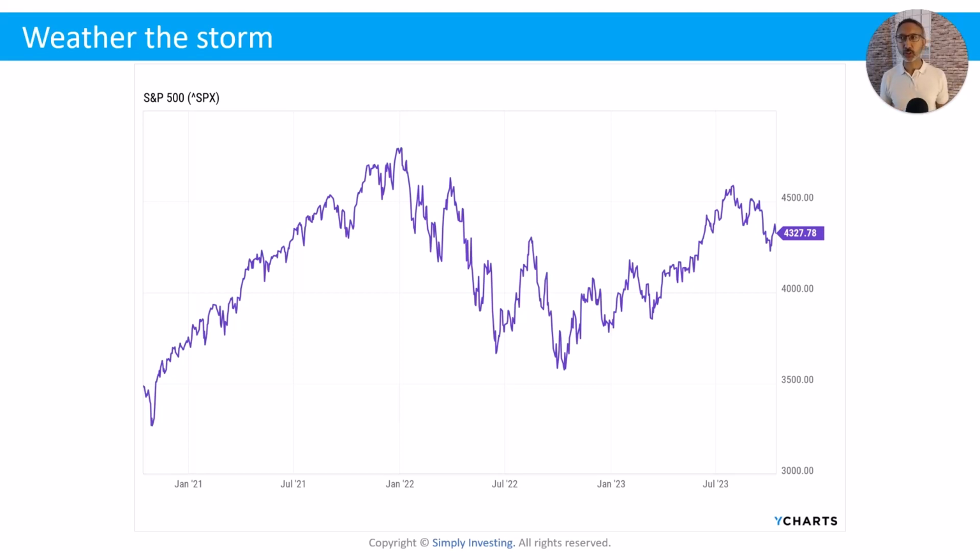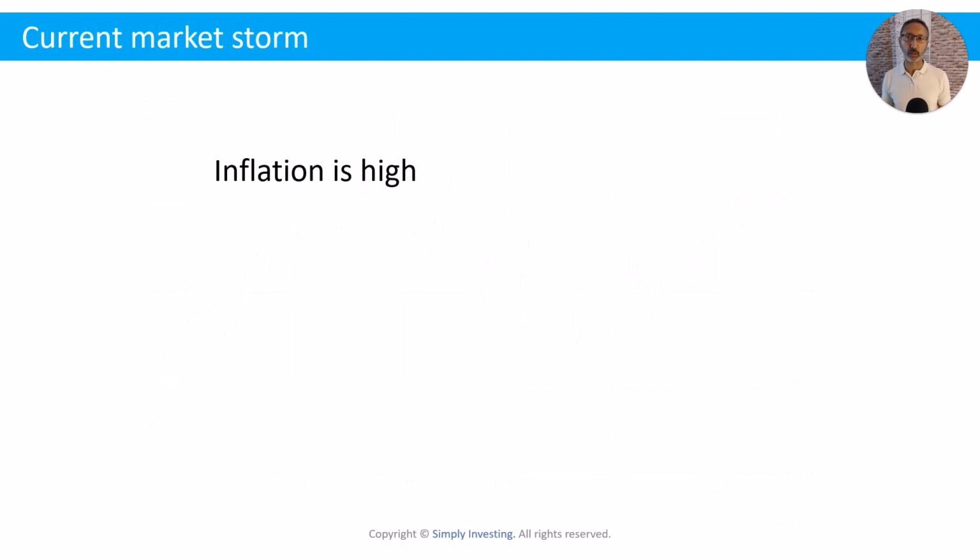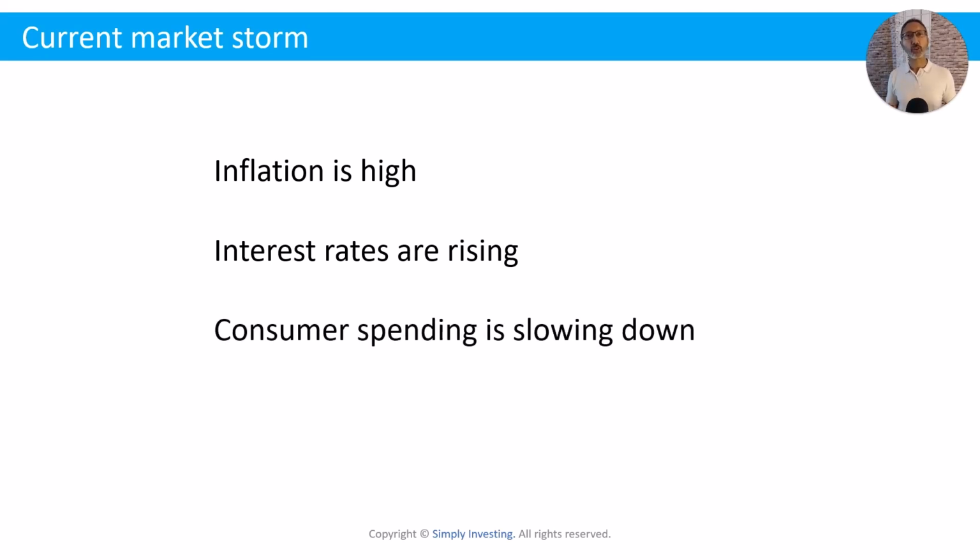So before we answer that question, let's take a look at what is currently going on in the stock market or in the economy in general. As of this recording, inflation is high and it keeps going up little by little. Along with it, interest rates have been increasing steadily in the last 12 months. Finally, we are starting to see that consumer spending is starting to slow down. So what does that mean for companies that are paying dividends? And overall, the sentiment and the confidence of investors and consumers is low.